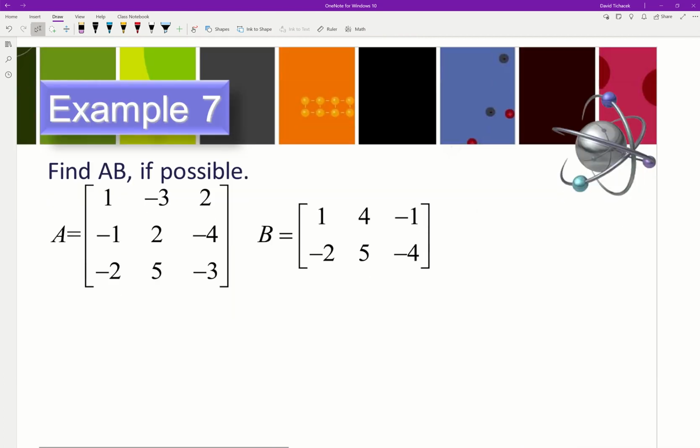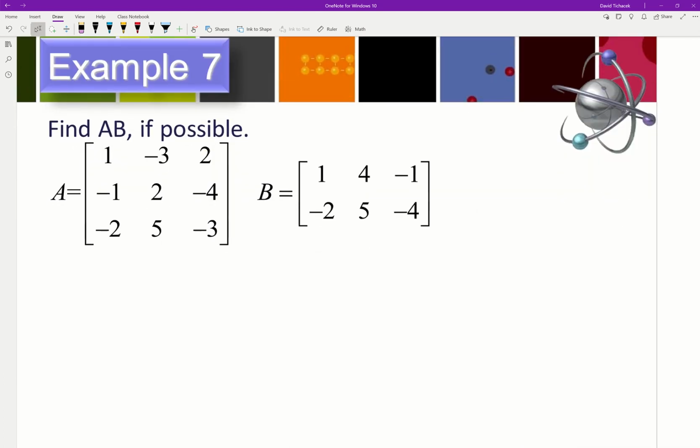Throughout the rest of the video here, I just want to take a look at a couple more examples. In example 7, it just says find the product of A, B, if possible. Well, let's just make sure that we have the green light, right? So A looks like a square matrix. That is a 3 by 3. But if you look at matrix B, it looks like that is a 2 by 3.